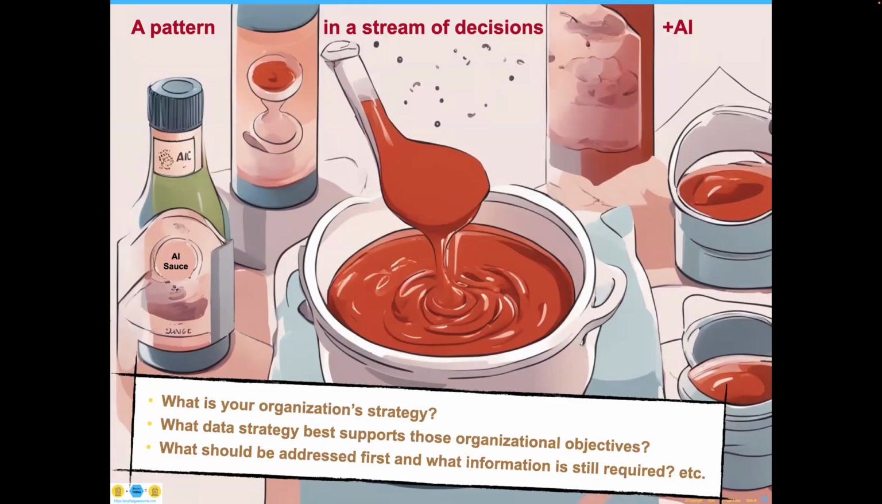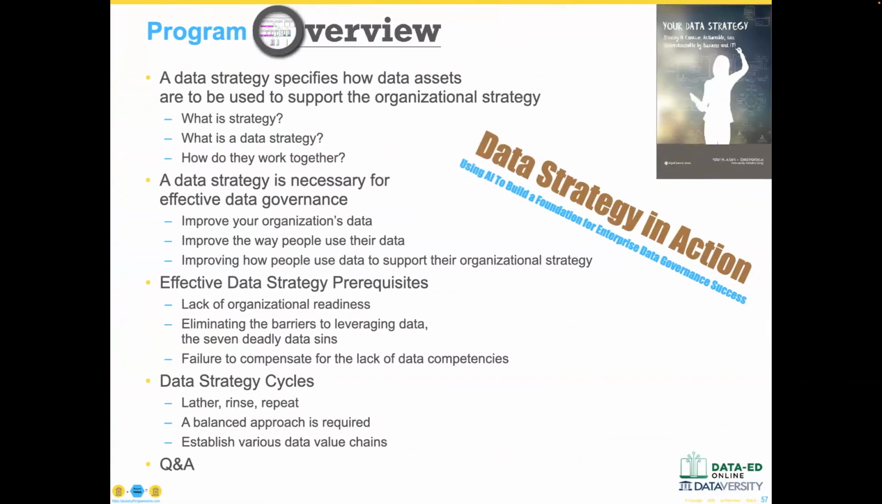Now, remember, AI is a B student. 85% of the material that comes out of here is extremely useful, but there's a good 15% that you're going to have to double check. So if you turn it in without going through it thoroughly, shame on you. Again, pattern and stream of decisions with AI.